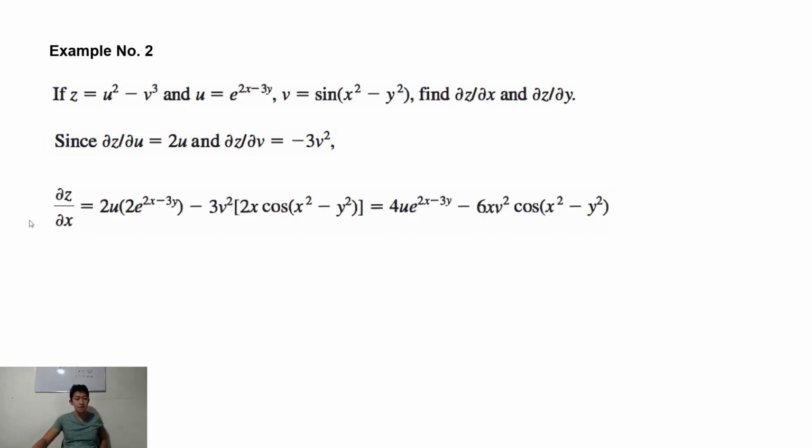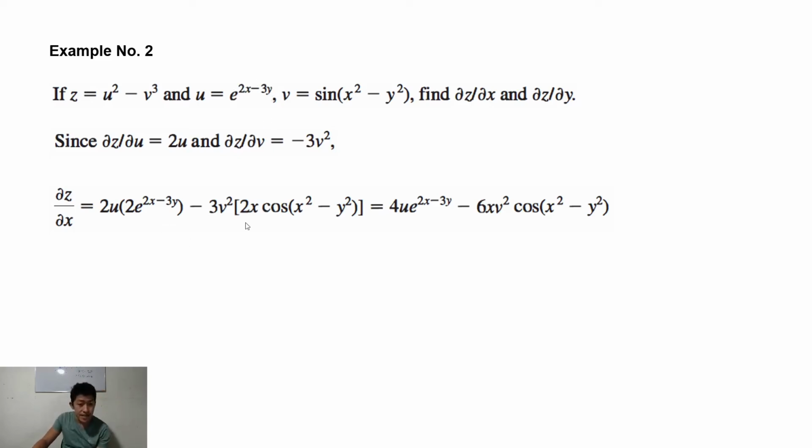And then, gamiton nimo partial of z with respect to x. So, unsa ito? Partial of z with respect to u. So, kani 2u. And then, partial of u with respect to x. So, with respect to x, ang answer ani is 2 e to the 2x minus 3y. Constant ra nimo ni. Kaya ang derivative man sa e to the something is e to the exponent, and then differentiate the exponent.